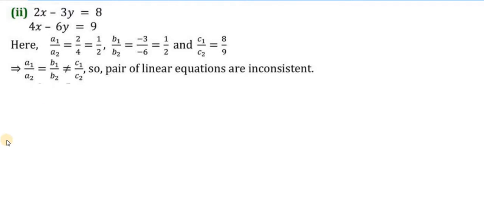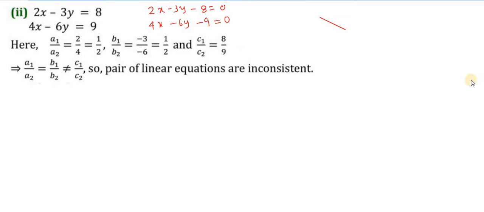Now here 2x minus 3y is equal to 8 and 4x minus 6y is equal to 9. First write this in the standard form: 2x minus 3y minus 8 is equal to 0, and 4x minus 6y minus 9 is equal to 0. So a1 by a2 is equal to 2 by 4, which simplifies to 1 by 2. And b1 by b2 is equal to minus 3 by minus 6, which is equal to 1 by 2. And c1 by c2 is equal to 8 by 9, which is not equal to 1 by 2. We are not able to simplify it further.